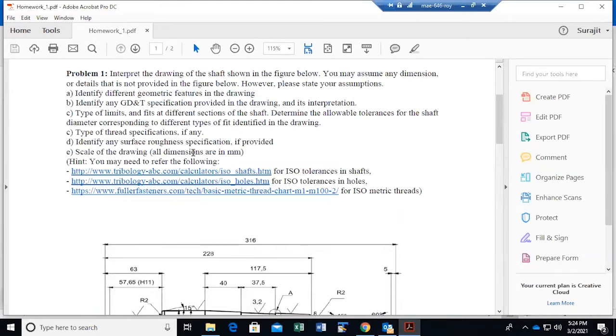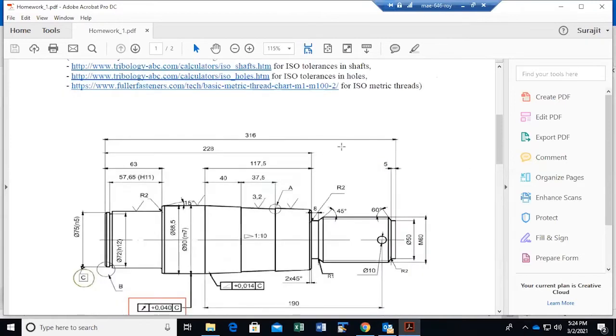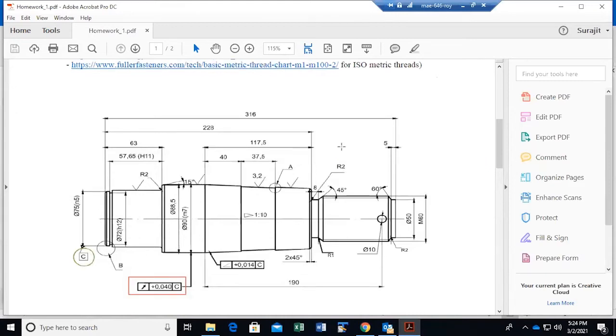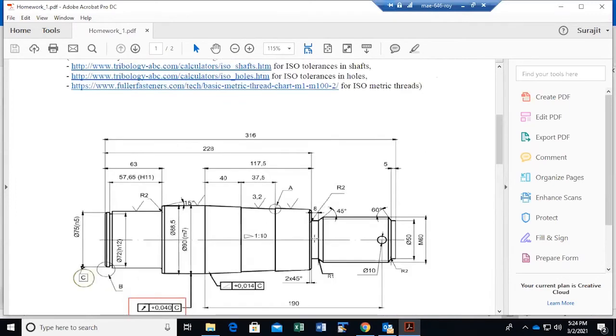Great. So, type of thread specification. If you see the drawing calls for any thread specifications, you have to identify that as well. And identify any surface roughness specification. If you see anything in the drawing that represents surface roughness, you have to identify what that symbol is as well.